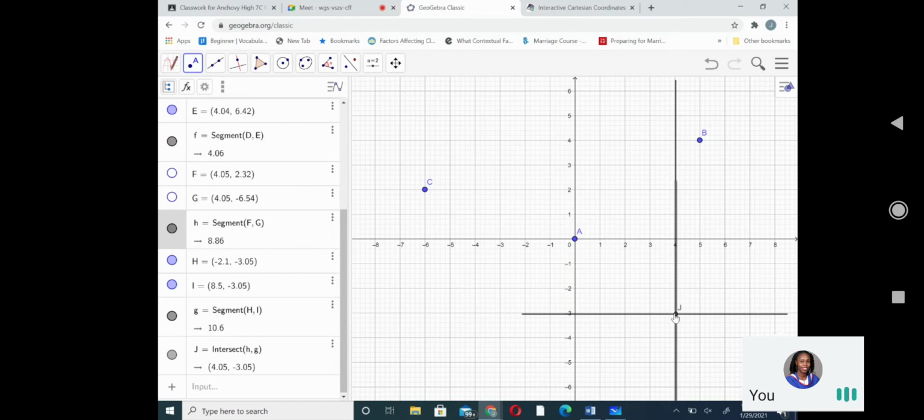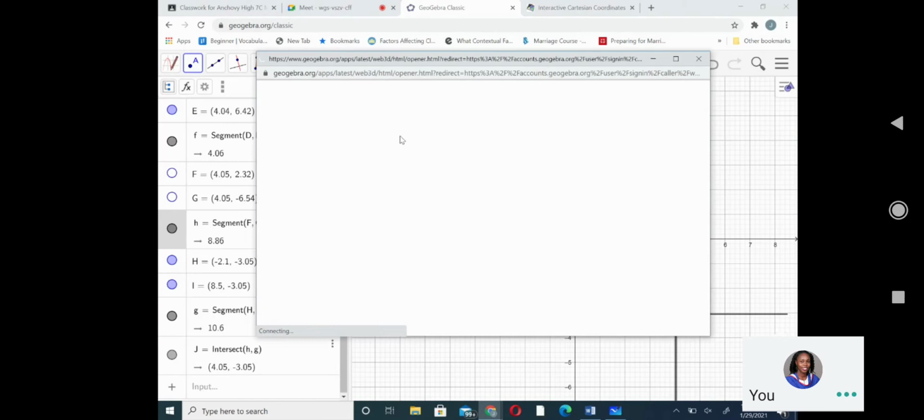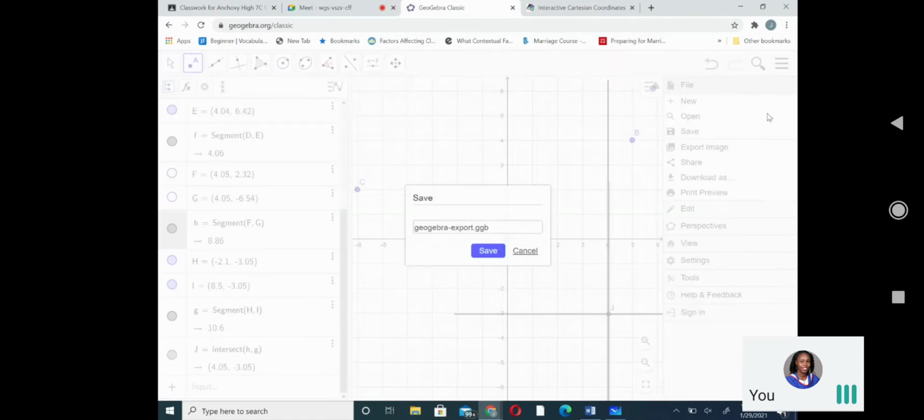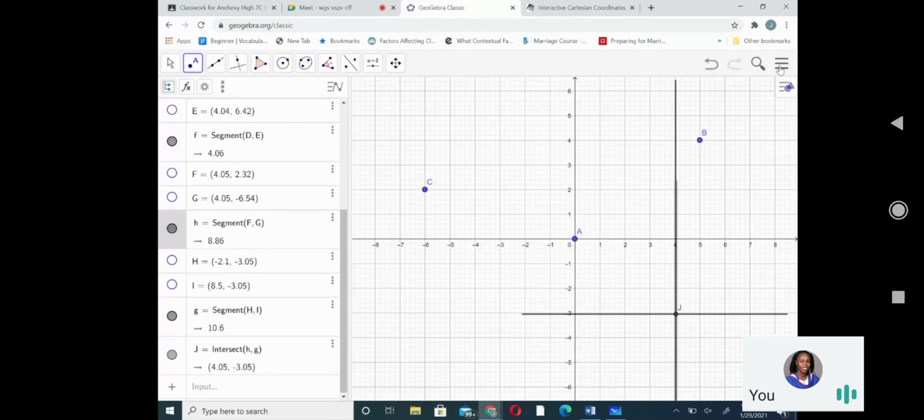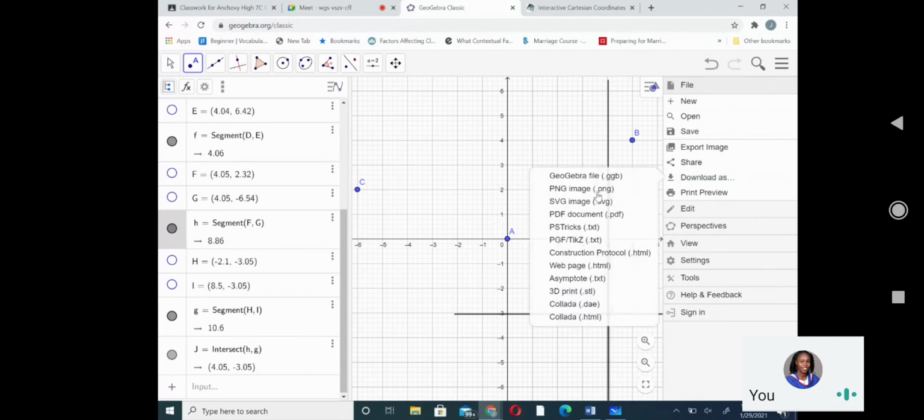All right, everybody's there? All right, so I'm gonna save this document so we can upload it. Actually, I'm gonna download it just to make sure, and then I will upload it to the classroom so you can take a look at it if you would like to.